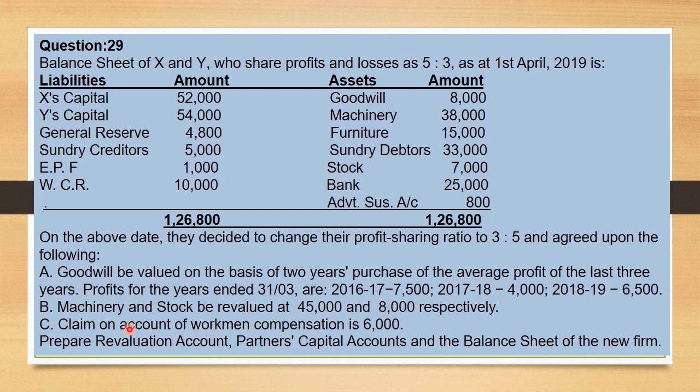Now, the claim on workman compensation fund is 6,000. When we compare it with the workman compensation reserve, it is clearly visible that 4,000 of such reserve will be treated as free reserve, and that 4,000 will be distributed among partners in their old ratio. Now, they are asking us to prepare the revaluation account, partners capital account and balance sheet. Let's start.